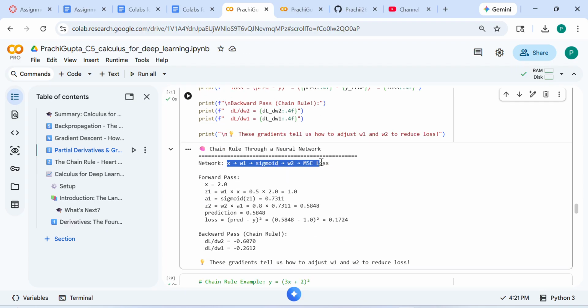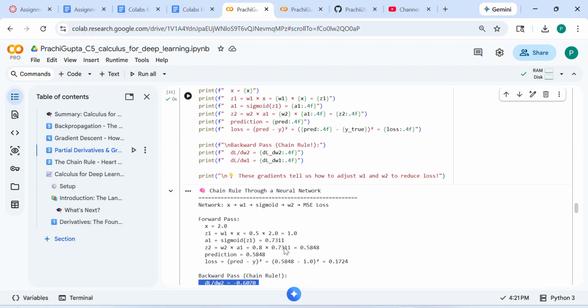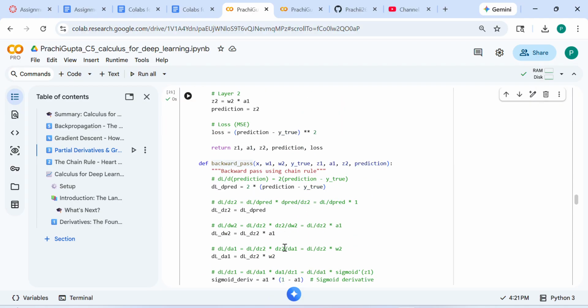So this is our network, this is our forward pass. In the forward pass we got x is equal to 2, we calculated z1, a1, z2, and then the prediction, and the loss became 0.1724. Now in backward propagation, what we got is dL by dw is 0 minus 6 and 0 minus 0.02. So the gradient tells how to adjust the weights w1 and w2 to reduce the loss. If you want to reduce the loss, we have to adjust w1 and w2 according to this backward pass. So this is how we calculate the backward pass.